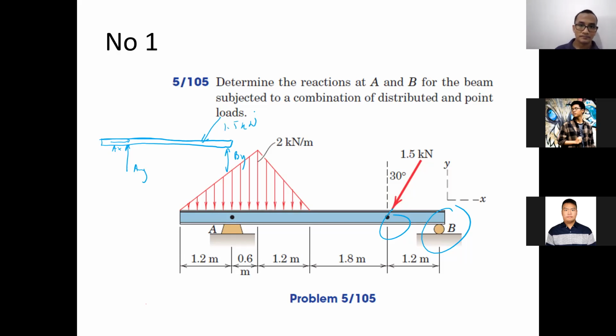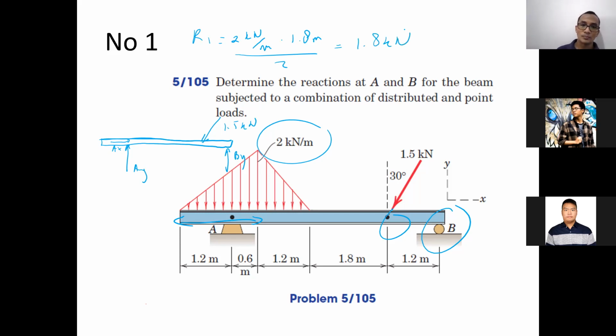Okay, and then the first triangle. For the first triangle, we have to know the resultant caused by the first triangle, the one on the left. The maximum is 2 kilonewton per meter, and the length here is 1.8 total, 1.2 meters plus 0.6 meter. So we can find the first resultant, R1, equal to 2 kilonewton per meter multiplied by 1.8 meter divided by 2. So it's 1.8 kilonewton.